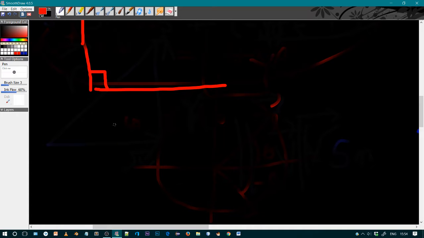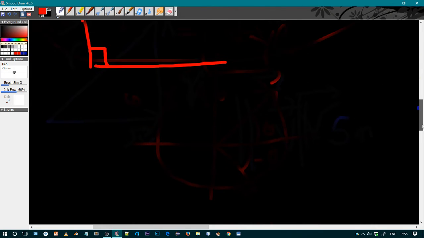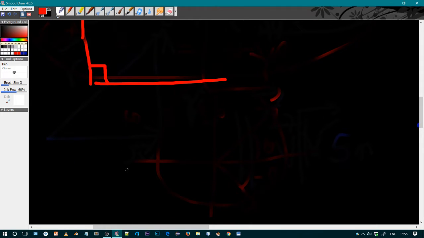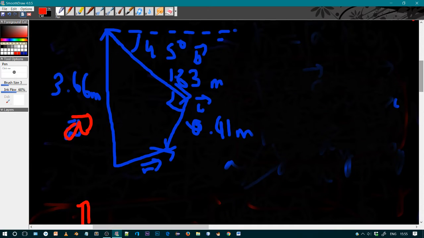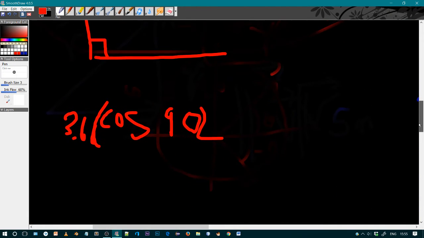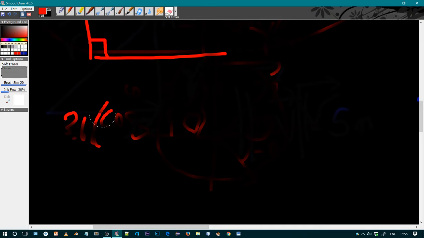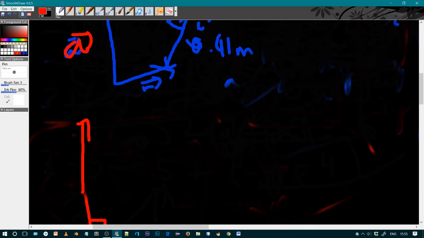To find the x component, in the previous vector thing we said that cos of the angle times the magnitude 3.66, meaning this vector, gives the x component. You multiply it by cos 90, and you will get 0 because cos 90 is 0. You can check with the calculator, cos 90 is 0. So you will get the x component as 0. We write it as ax is equal to 0.